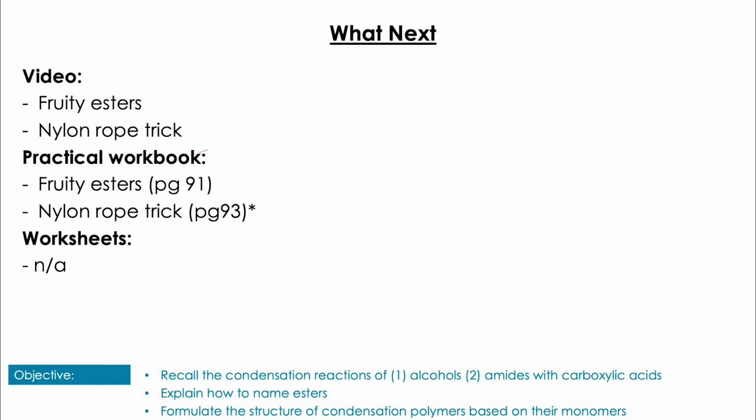So esters often have a very pleasant smell, so there is some practical work that we would be doing on fruity esters, so make sure you have a look at that.